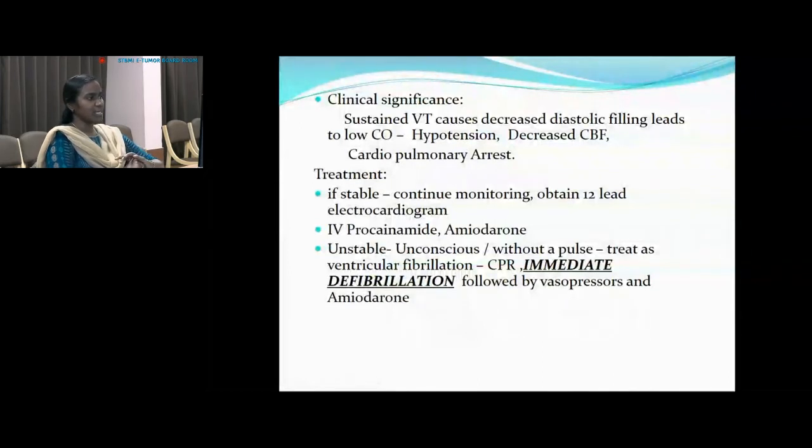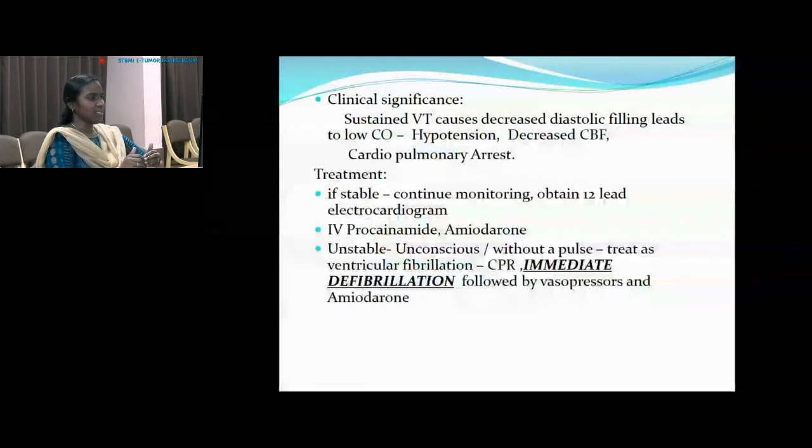Treatment: if the patient is stable, like monomorphic, that is, if the QRS complex and the PVC observed are regular, then continuous monitoring should be done, a 12-lead electrocardiogram should be obtained, and IV procainamide and amiodarone anti-dysrhythmic drugs should be given to convert the tachydysrhythmia into normal sinus rhythm.